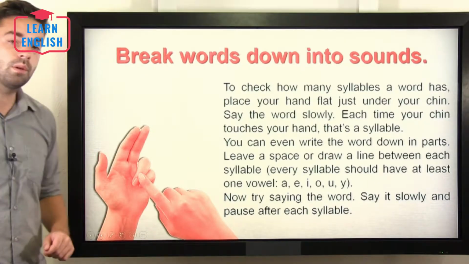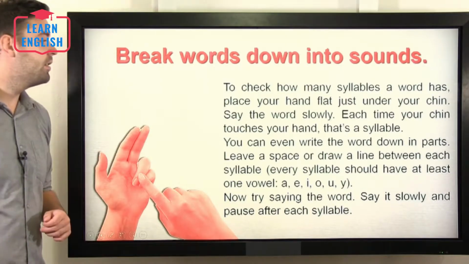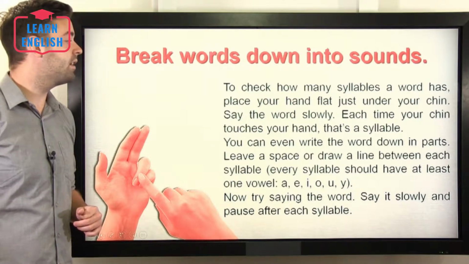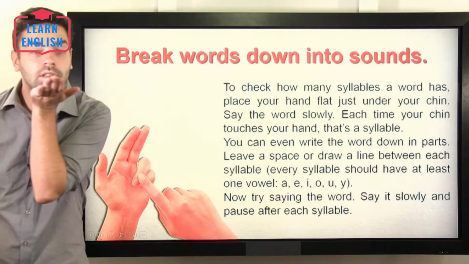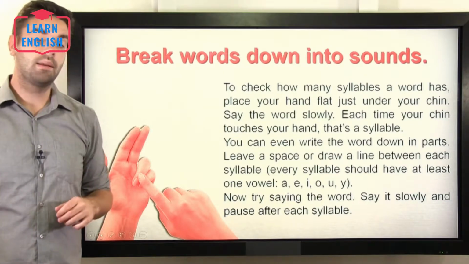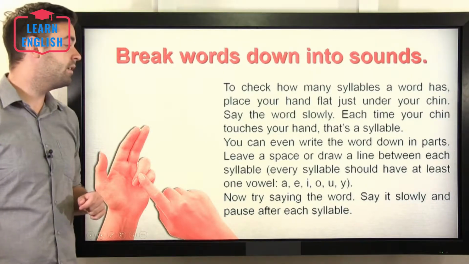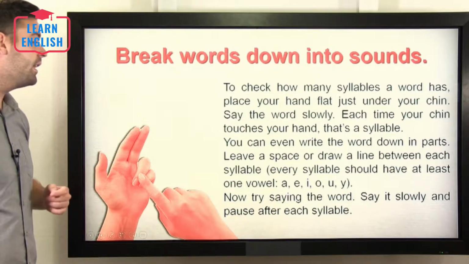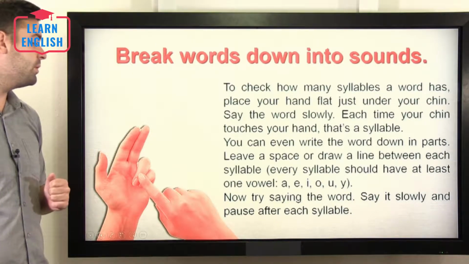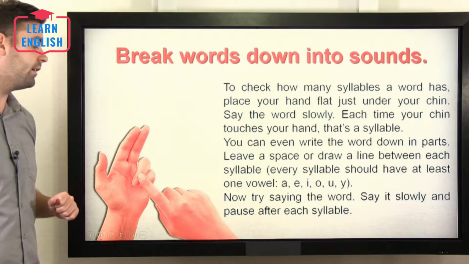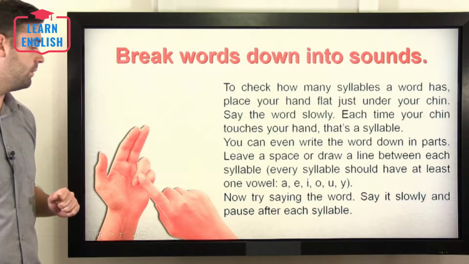So, how can you break words into sounds? To check how many syllables a word has, place your hand flat under your chin, like this, and say the word slowly. Each time your chin touches your hand, that's a syllable. You can even write the word down in parts, leave a space or draw a line between each syllable. Every syllable should have at least one vowel: A, E, I, O, U.